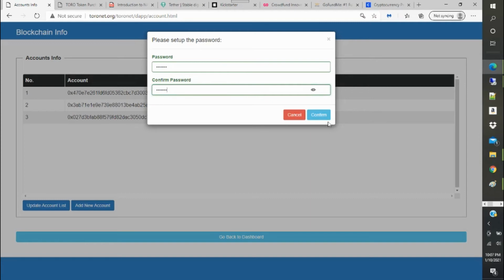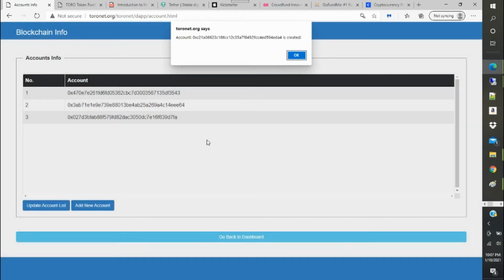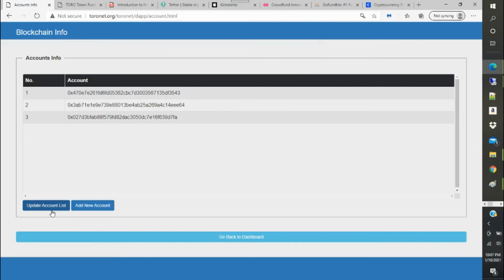And so an address will be generated on the blockchain, but like I said, the account is created. It ends with EDA4. So that's what we'll be using. We can also update this. So this is the brand new account, which we'll be using as the customer account.